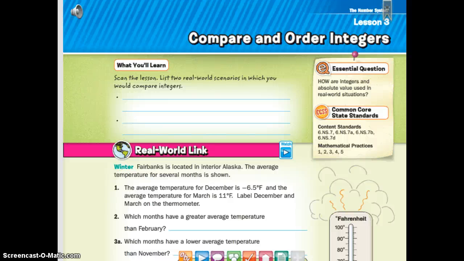Hi, we're on Chapter 5, Lesson 3, Comparing and Ordering Integers. Please turn to page 363 in your textbook. Before we start talking about these, though, I'd like to show a short video.